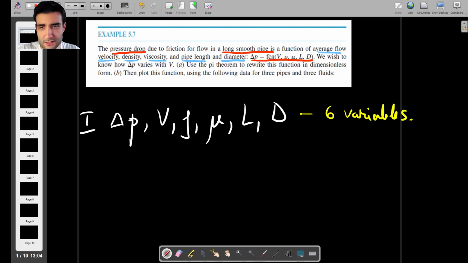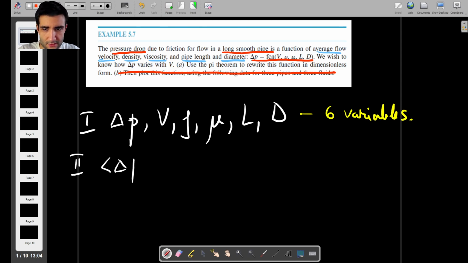One more thing to note is that I will just ignore part B of the question. Part B is just plotting. So we'll just do part A where we use the Buckingham Pi theorem to write the dimensionless form of this relationship. And then in the second step, we're going to write the units for each variable.